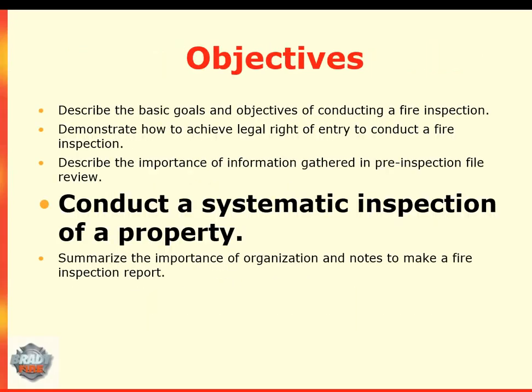The fourth learning objective is to conduct a systematic inspection of a property. The key word here is systematic. You must use a system or method. To begin with, make sure you have a working pen, agency identification, necessary forms, clipboard, and all the rest of the equipment that we listed previously. You may not be taking all these items with you, but they should be available and ready in the car if needed.